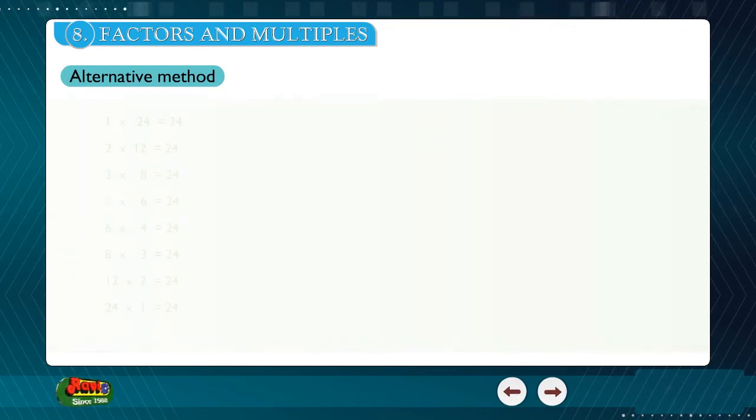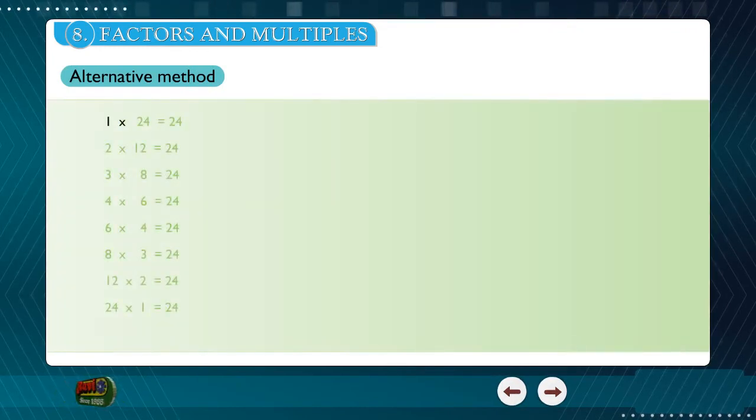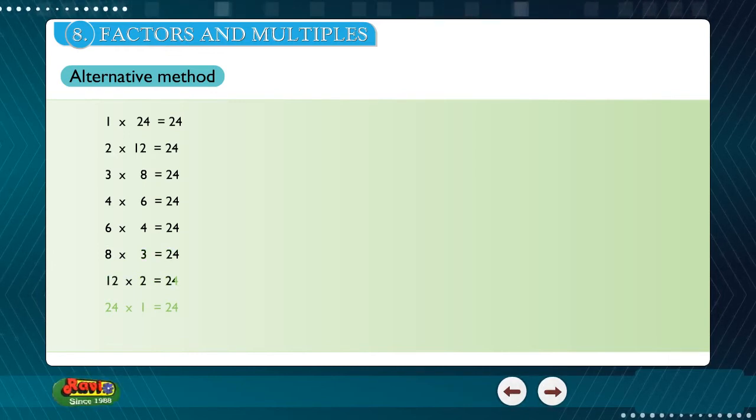Alternative method. 1 into 24 is equal to 24. 2 into 12 is equal to 24. 3 into 8 is equal to 24. 4 into 6 is equal to 24. 6 into 4 is equal to 24. 8 into 3 is equal to 24. 12 into 2 is equal to 24. 24 into 1 is equal to 24.